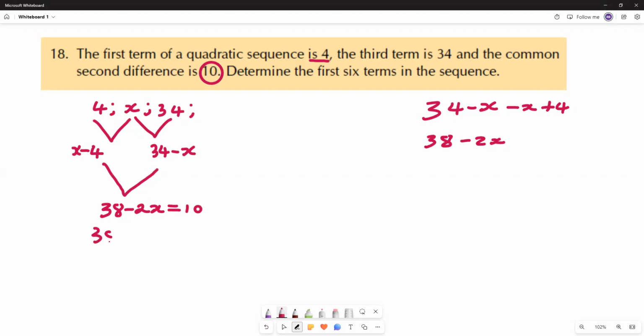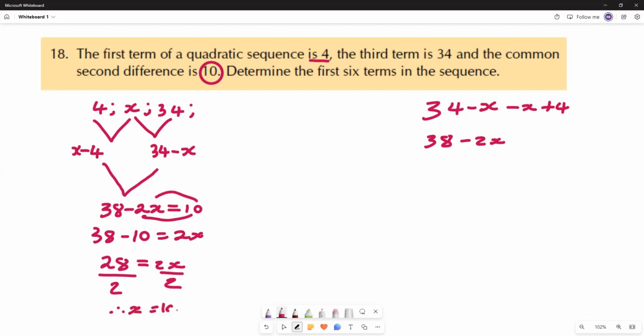I can say 38 minus 10 equals 2x. This goes there, that comes in. And then this is 28 equals 2x. Then you can see that the x value is basically, dividing by 2 over 2, therefore x is equal to 14. Right. Now you can easily determine the first 6 terms of the sequence.